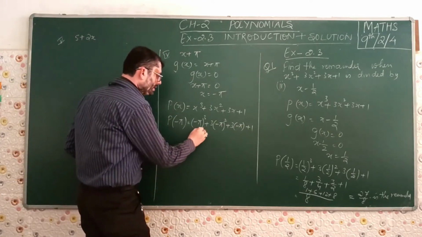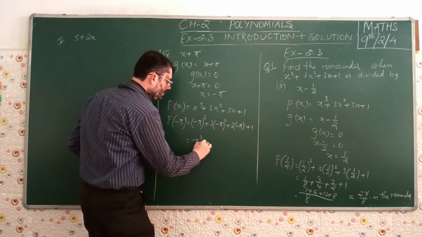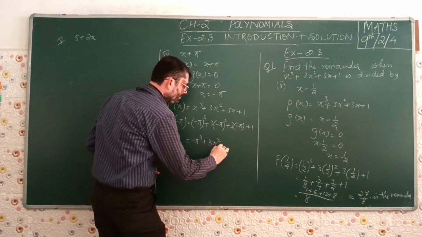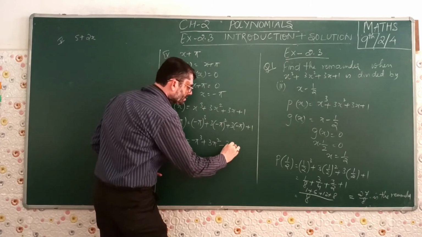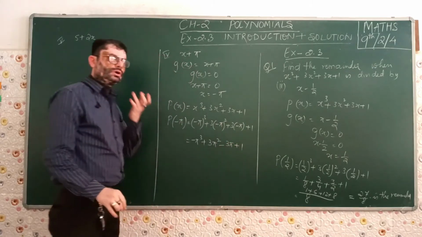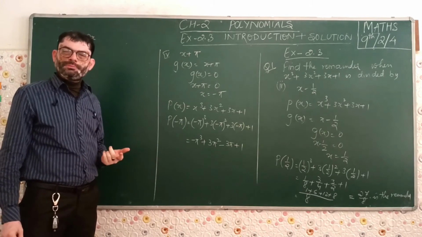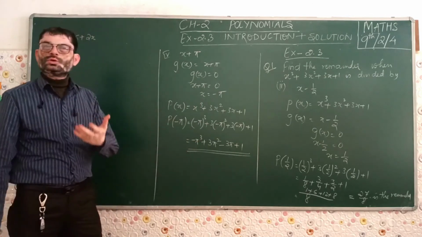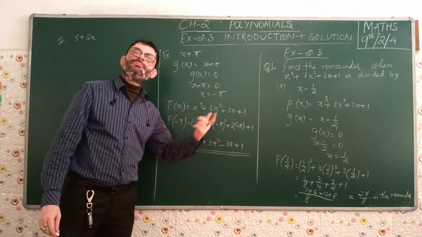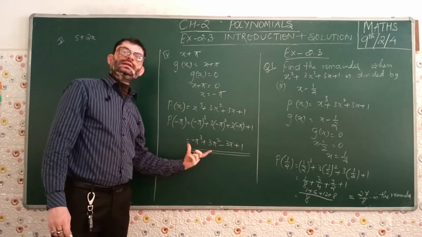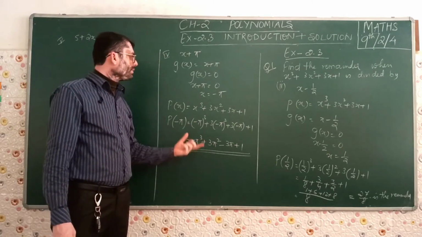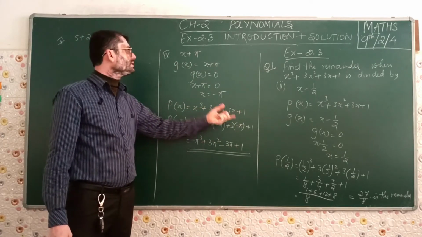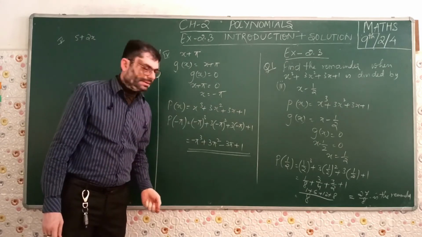Let us solve it. Minus pi whole cube is minus pi cube plus minus pi whole square is pi square into 3 is 3 pi square. 3 into minus pi is minus 3 pi plus 1. If you want to simplify it, you can put the value of pi to be 22 by 7, else you can keep it this way. Since there are no like terms, no simplification is required. Everywhere the degree of pi is different. So this is the final remainder that we get when the polynomial p of x, x cubed plus 3x square plus 3x plus 1 is divided by x plus pi.